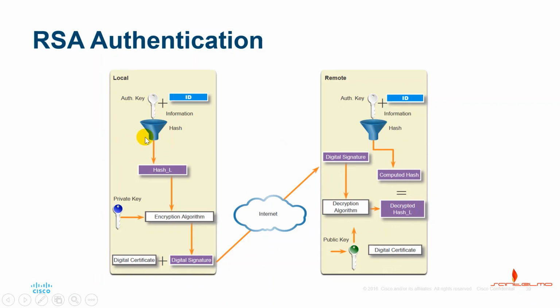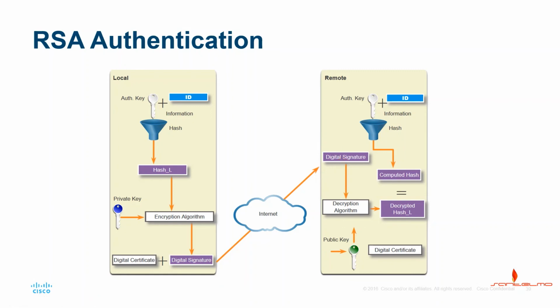Okay, so at the local device, the authentication key and the identity information are sent through the hash algorithm to form a hash for the local peer. We call it hash L. Then hash L is encrypted using the local device's private encryption key. This creates a digital signature. All right, now the digital signature and a digital certificate are forwarded to the remote device.